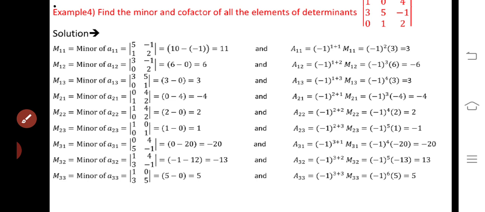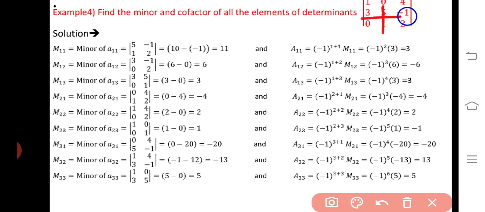M22, the minor of A22. Delete the second row, second column. Then what are the remaining elements? 1, 4, 0, 2. 1, 4, 0, 2. Right here. 1 4 is 2 1s are 2, minus 4 into 0, 0, we will get 2.